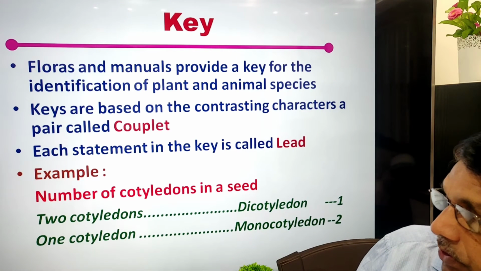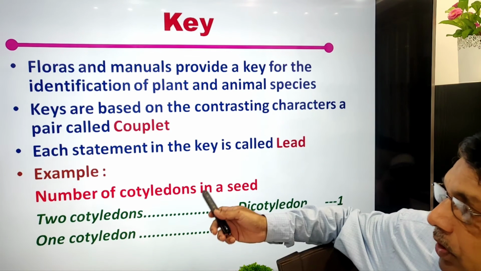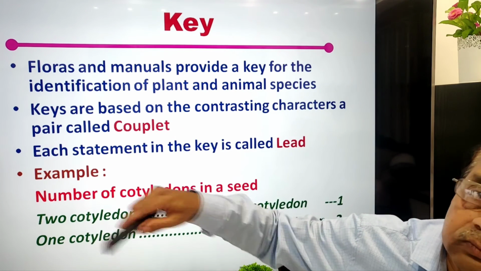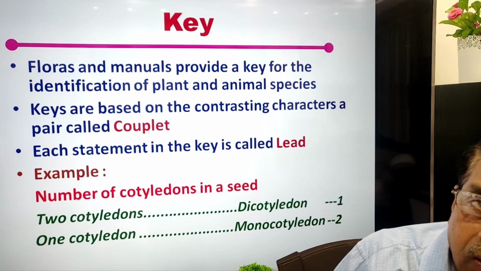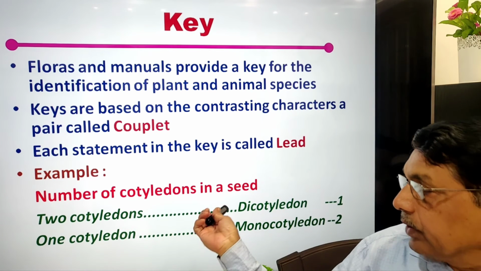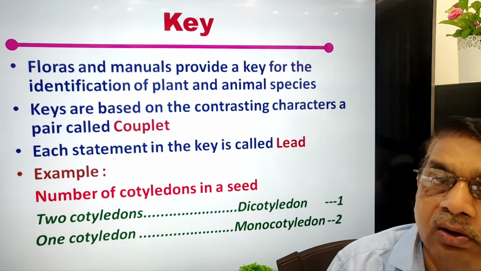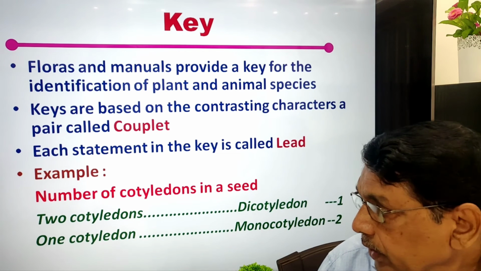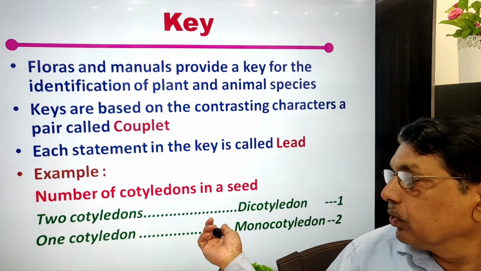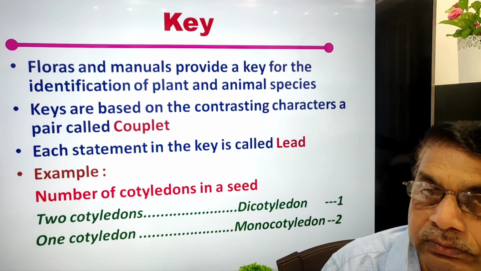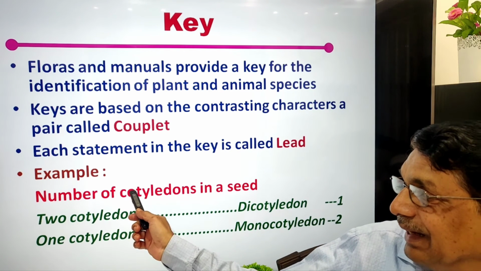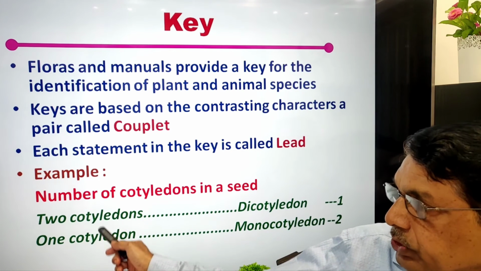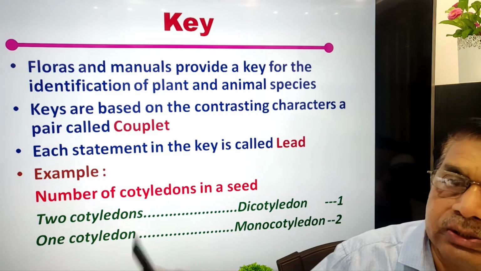For example, let us consider the number of cotyledons in a seed. This is a key. Two cotyledons, automatically we can call it a dicotyledonous plant. In the seed, if only one cotyledon is present, monocotyledon. So this is a lead, and these two together are called a couplet.